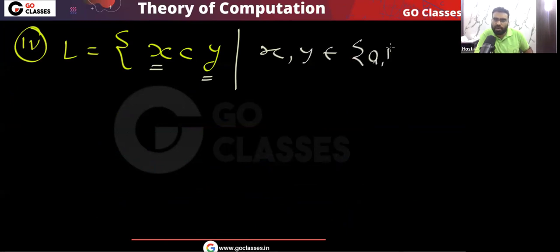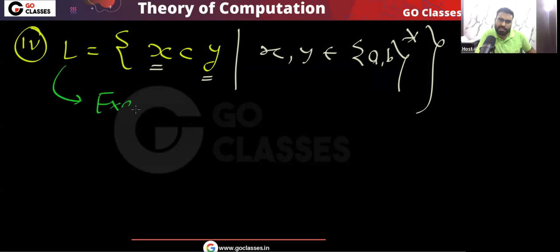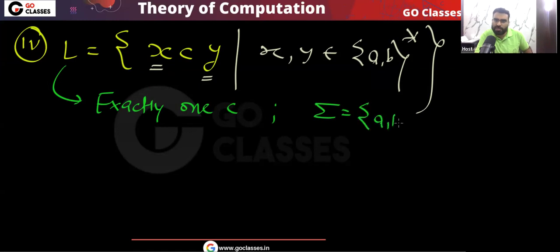Please try to understand what this fourth language is. In the fourth language, you have strings of the form x c y, where x and y are just strings, any binary string, (a, b) star. So if you think about it, we have exactly one C. But remember, your alphabet is {a, b, c}, meaning your strings have a, b, c.